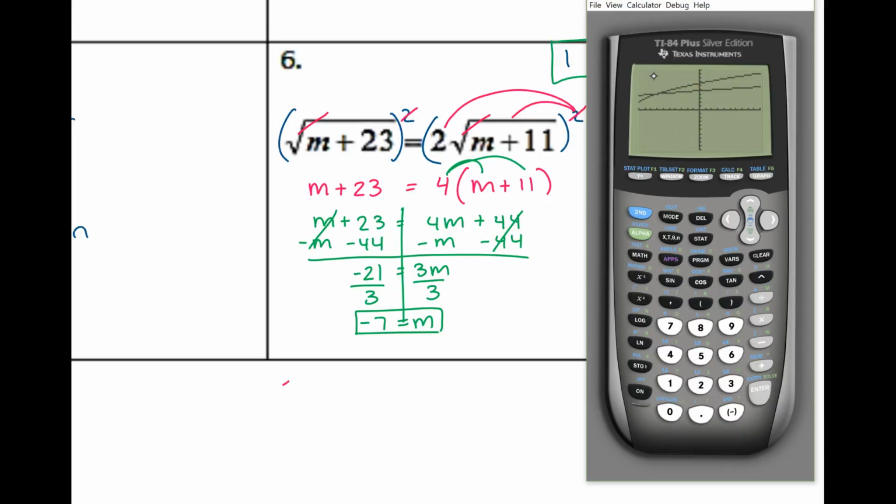On multiple choice, do you have to show your work? No. What do you do? Put it in the calculator. All right. Any questions?